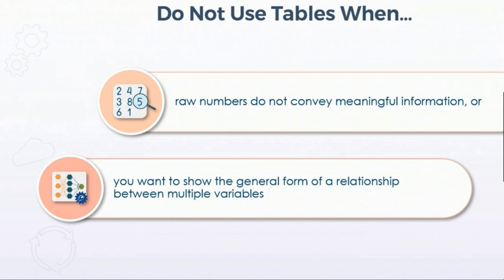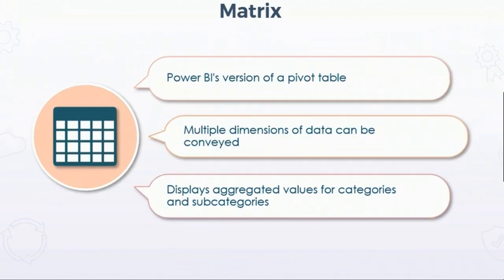When do we not use a table? First, raw numbers do not convey meaningful information, so for raw number storage, we should not use tables. And if you want to show the general form of relationship between multiple variables, a table should not be used, sorry. If you have two variables, then a table can be used for showing a relationship between them. But with more than two variables, a table is not a good way to show the relationship between variables.